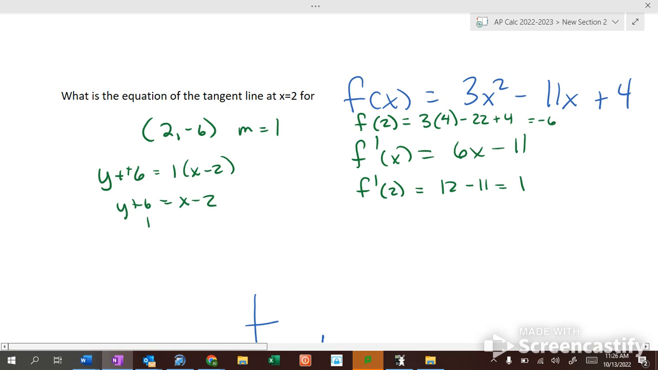What? Why is it three? It shouldn't be 3 times 4 squared when you plug it in. 3 times 2 squared. 2 squared is 4. Oh, yeah. Sorry, I just didn't see the square and I got confused. Yep, great question to make sure you're not confused. There we are. Y equals x minus 8, that's the equation of the tangent line.